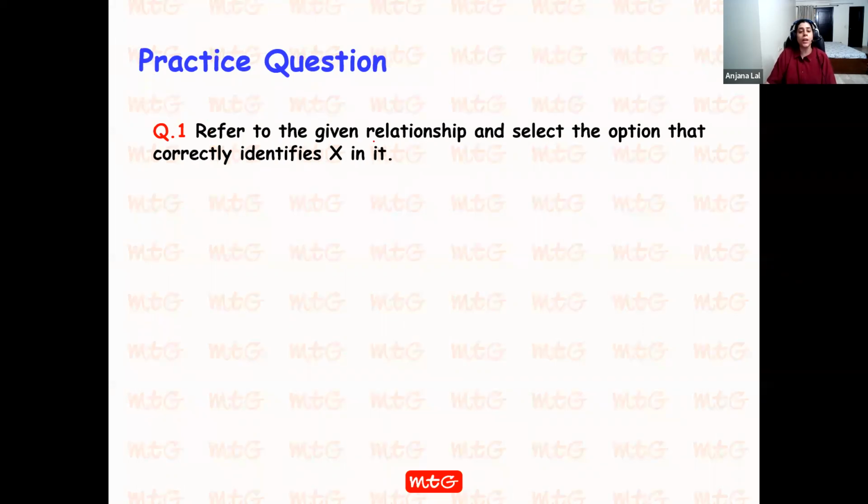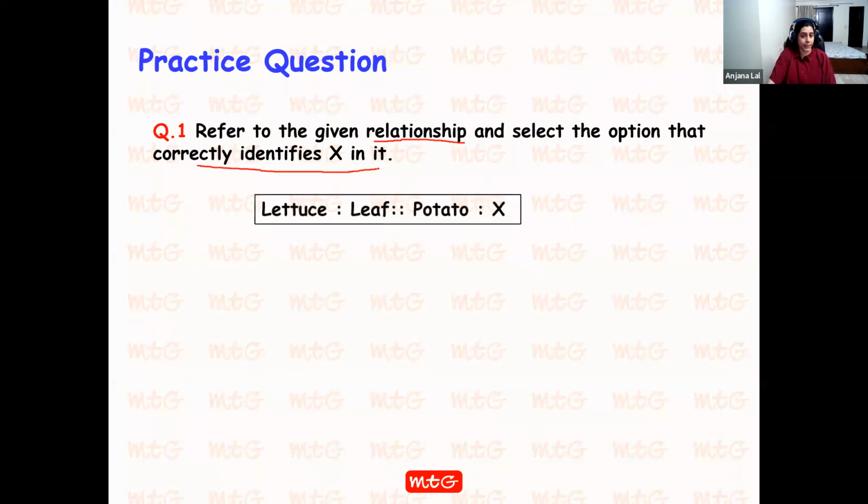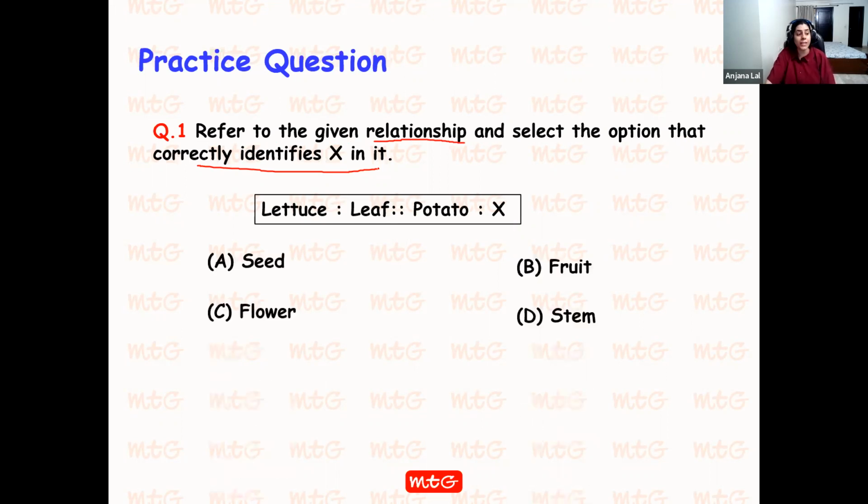Now I'm going to read a question and you will have to answer it. Refer to the given relationship and select the option that correctly identifies X in it. Okay. So lettuce is a leaf, whereas potato is what? We discussed in the previous slide. Stem. Fabulous. Very good, beta. You may mute yourself. Potato is not a seed. It can't be a fruit. It's not a flower. It's a stem. Good job, Saharsh.